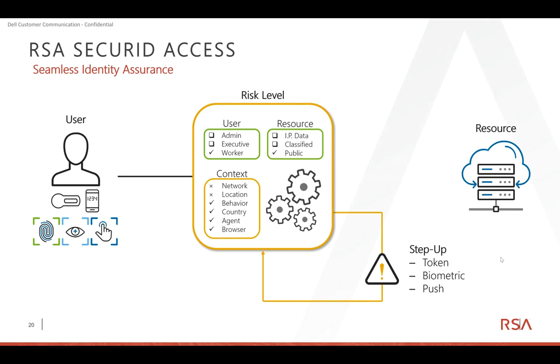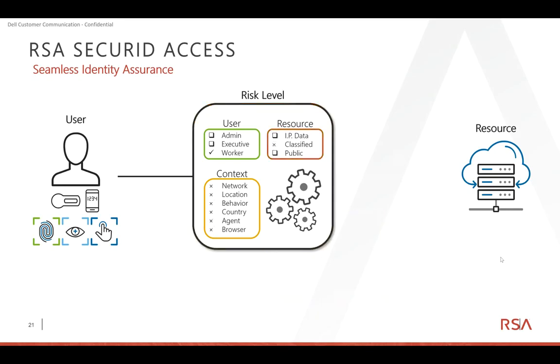And this is not something configured. This is automatically detected by the risk engine. So we'll ask him for a biometric, a push, or a token, maybe all of them together. If it's okay, he can access the application without any problems.